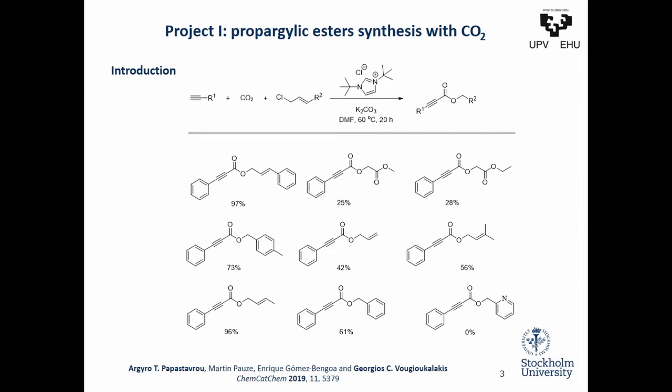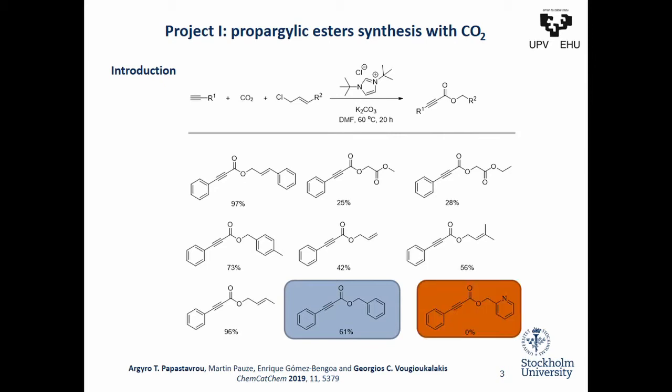So as I said, this is a collaboration with Athens University. They provide us a really nice result about a reaction catalyzed by NHC to form propargylic esters with insertion of CO2. And so they form from moderate to really good yield esters. And the idea was to understand the mechanism behind this, especially why we don't see high yield for benzylic chloride substrate, and also why we don't see any yield for pyridine-containing substrate.